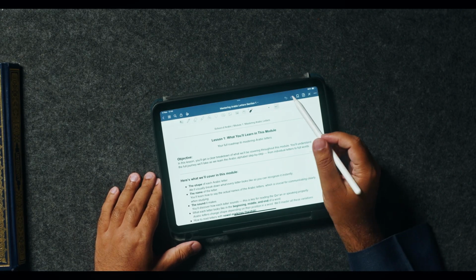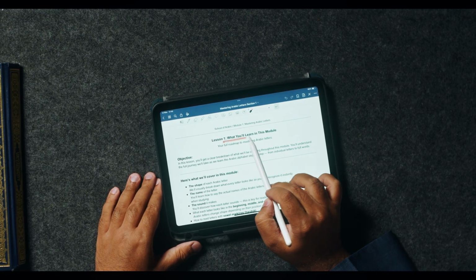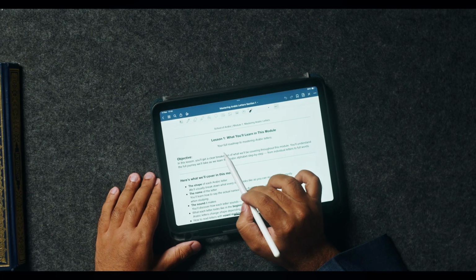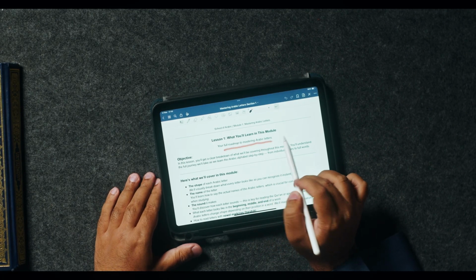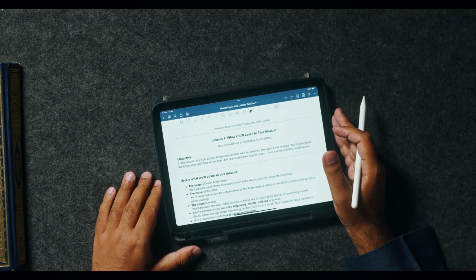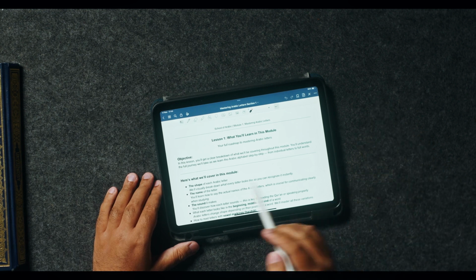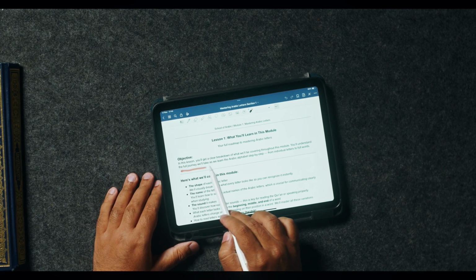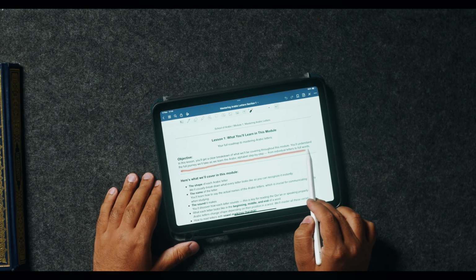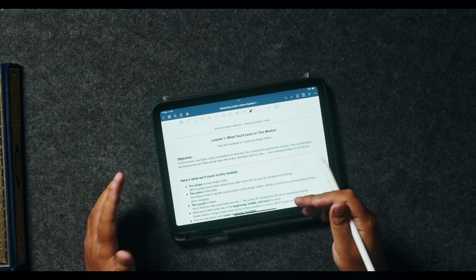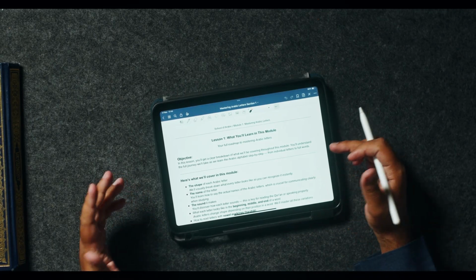And so, as you can see, today's lesson is what you will learn in this module. So this is going to be a complete and entire roadmap of what we're going to do when it comes to mastering the Arabic letters. And the objective, like I mentioned, is that we're just going to break down exactly what it is that we're going to cover, the things that we're going to take, and what it is about the letters that we need to learn.